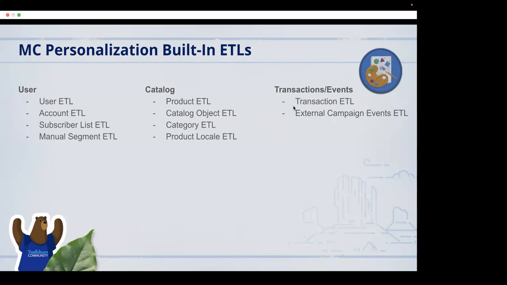And the last one is transactions and events, because when we start with Interaction Studio, now Marketing Cloud Personalization, if we would like to upload some previous history of campaign events or transactions, there is an opportunity for this. We can do this either through the transaction ETL for transactions, or the external campaign events ETL.